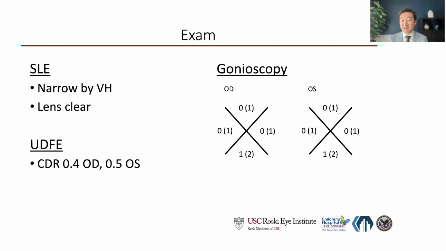On gonioscopy, I could not see angle structures in 3 of the 4 quadrants, and I could see non-pigmented TM in the inferior quadrant. And on indentation, I could still only see pigmented TM in the inferior quadrant. I did not see any PAS, however. On undilated fundus exam, he had a cup to disc ratio of 0.4 in the right eye and 0.5 in the left eye.